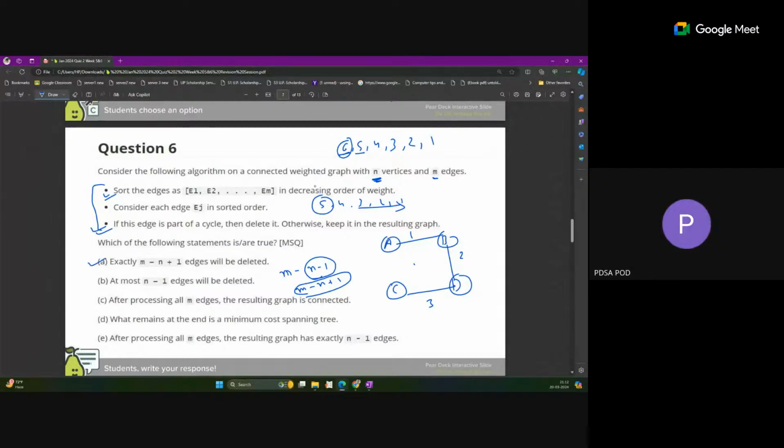Next: at most n minus 1 edges will be deleted. Is this true? No, sir. No, this is not true. After processing all m edges, the resulting graph is connected. Yes, this is true because we are getting the MST, which is connected. What remains at the end is a minimum cost spanning tree. This is also true.